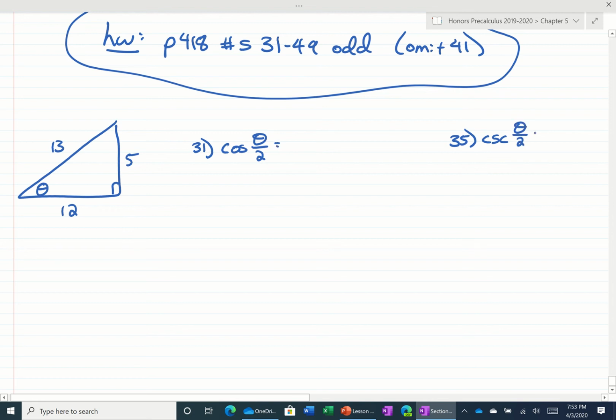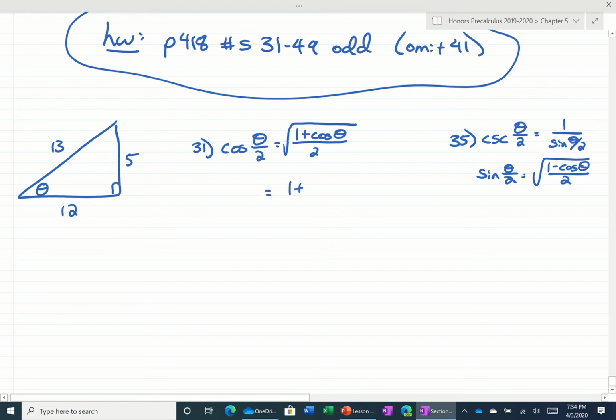We don't have to worry about the plus or minus because it's not an actual angle in a coordinate plane. It's just a triangle. So looking at the formulas here, the cosine of theta over 2 would be the square root of 1 plus the cosine of theta divided by 2. And then when we go to do cosecant, remember that's 1 over the sine of theta over 2. So we'll find the sine of theta over 2, which is 1 minus the cosine of theta over 2, and then we'll flip it. Let's do one at a time.